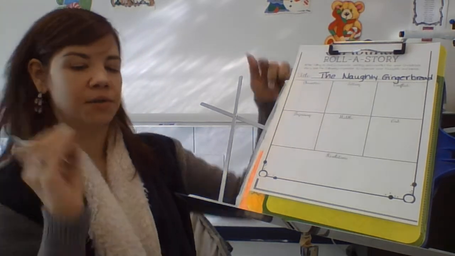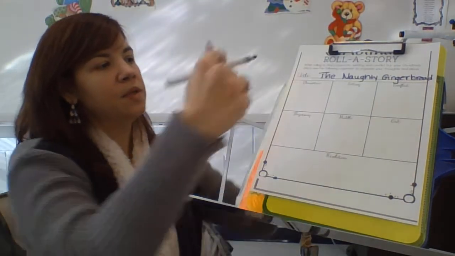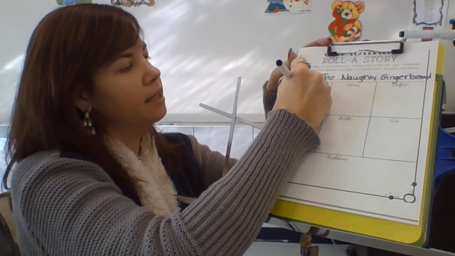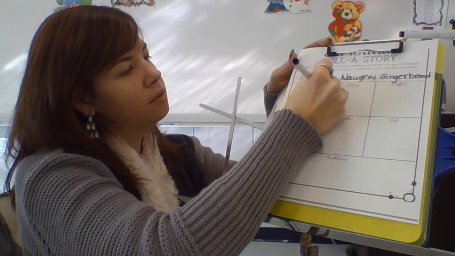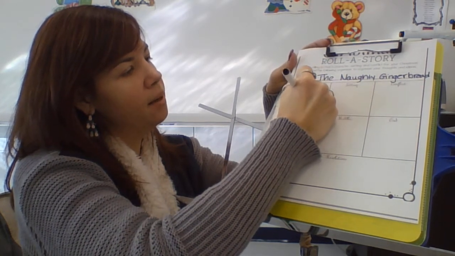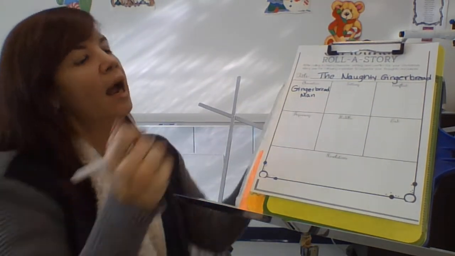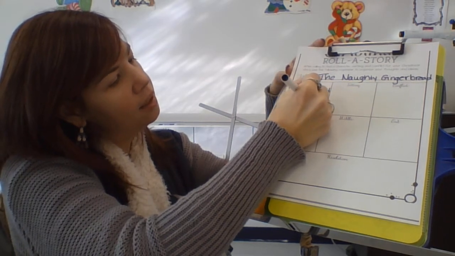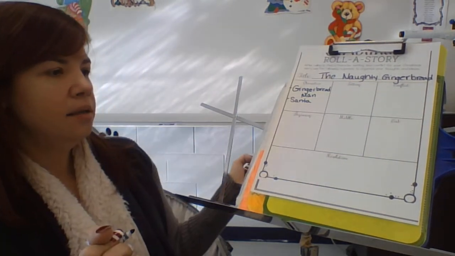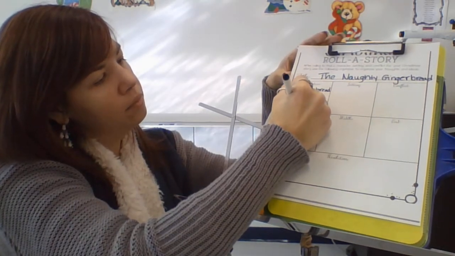All right, so the characters. Well, my main character is the gingerbread man. So he's going to be the first one I'm going to list. So gingerbread man. I think I'm also going to have Santa and a polar bear.